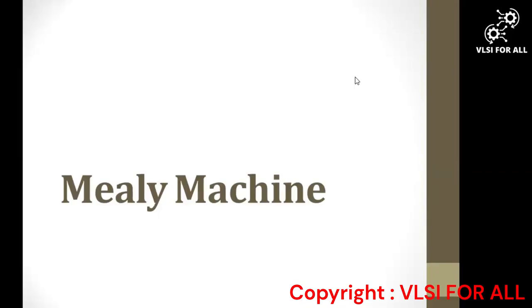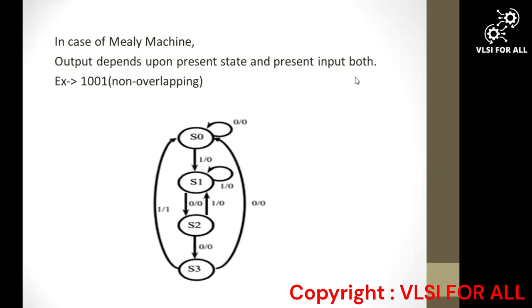VHDL code for Mealy machine. In case of Mealy machine, output depends upon present state and present input both. For example, we have considered here 1001 non-overlapping case. So 1001 is a 4-bit sequence.